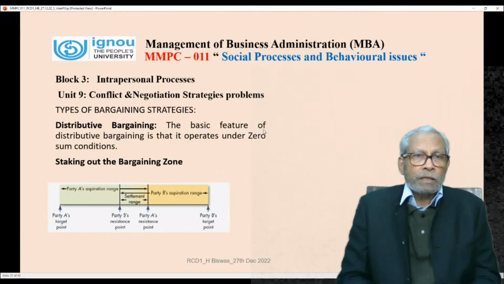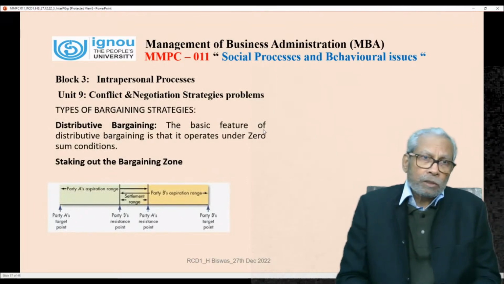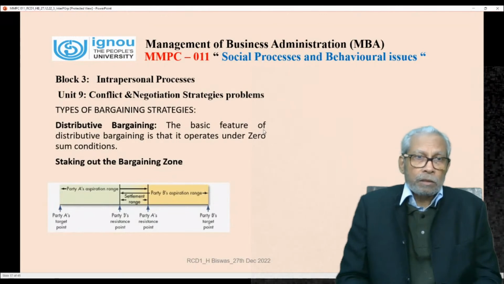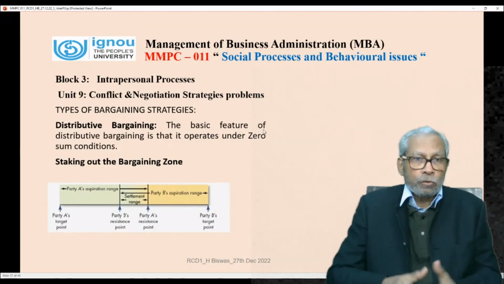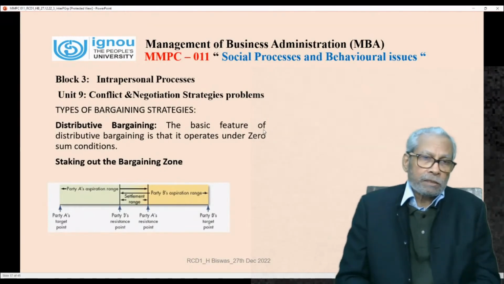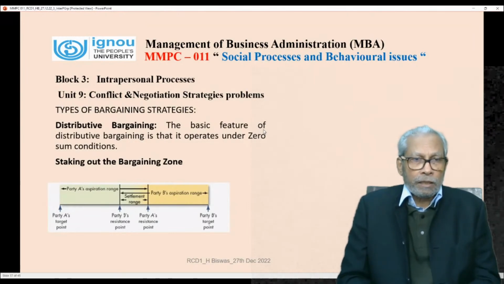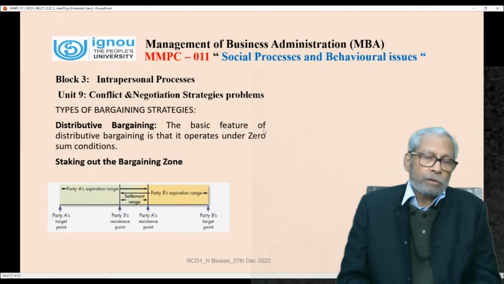Now, the types of bargaining strategies. Here you see distributive bargaining shown. To start the bargaining zone, you have to identify the particular zone. The picture is showing it this way. There are two parties, party A and party B. Somewhere you have to come near a particular zone, that is the bargaining zone, where you agree on some of the agendas. Suppose, for example, party A has 10 agendas and party B has 7 agendas, and there are some agendas not exactly matching.